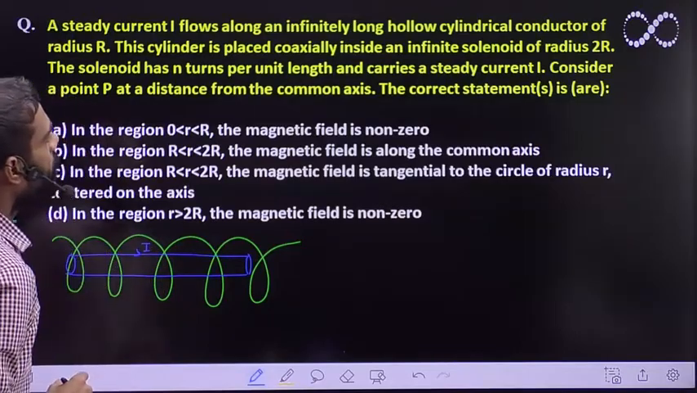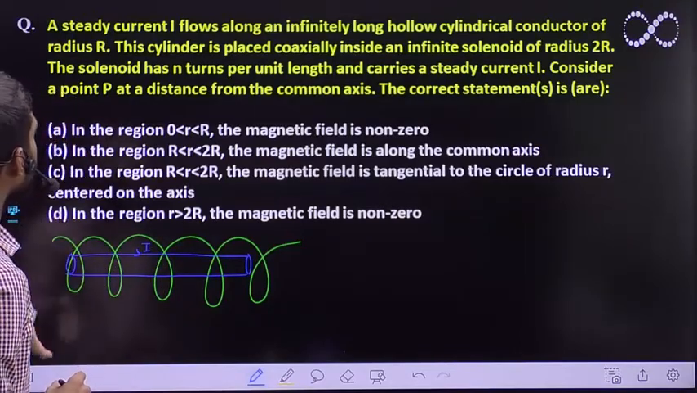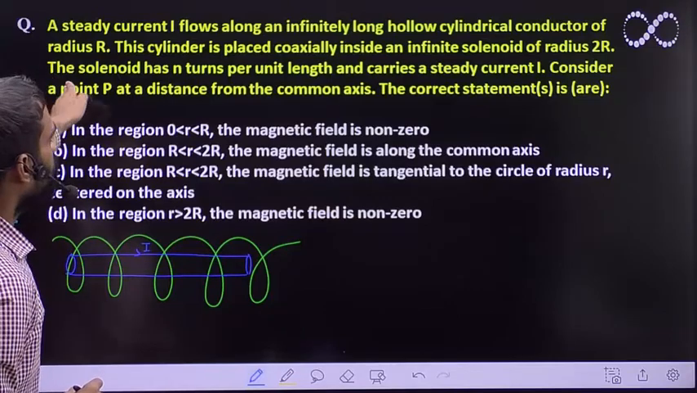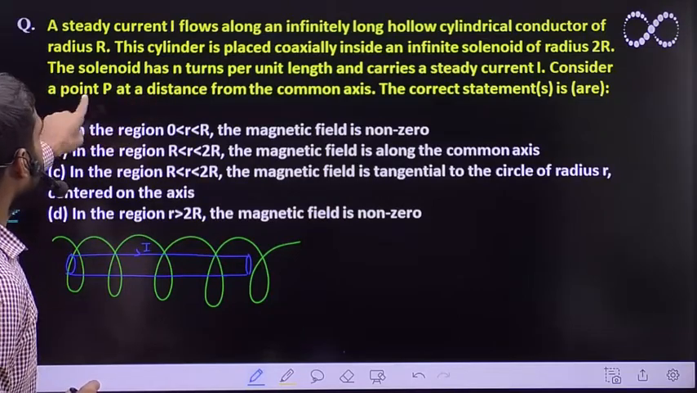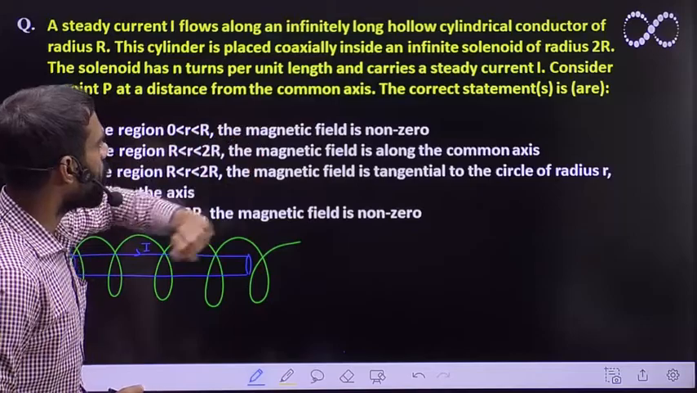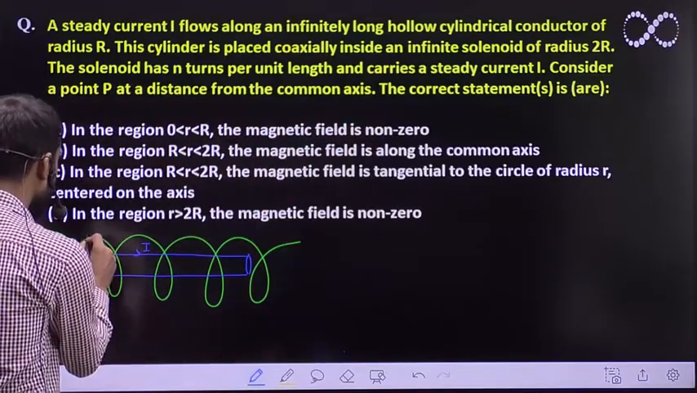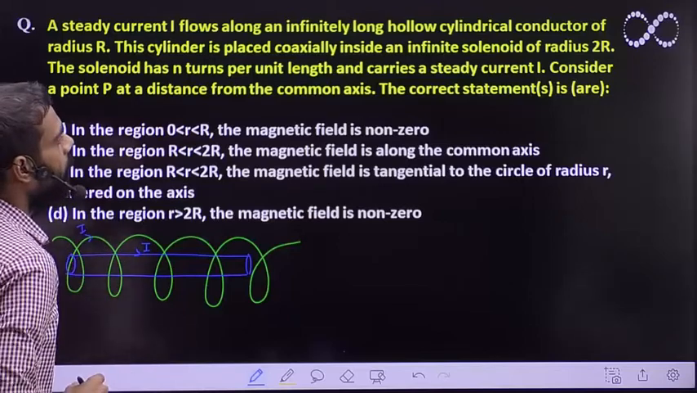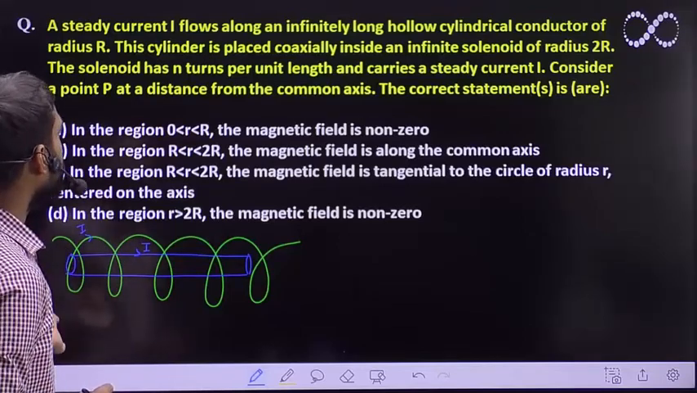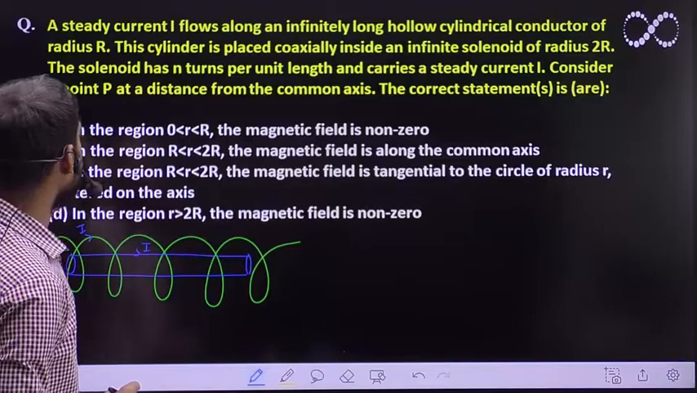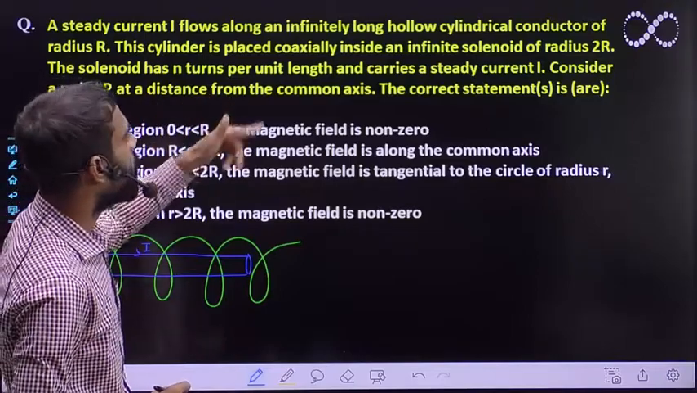The radius of the solenoid is given as 2R, and the radius of the hollow cylinder is given as capital R. The solenoid has n turns per unit length. The solenoid also carries current I, so this is also carrying current I. Consider a point P at a distance r from the common axis.